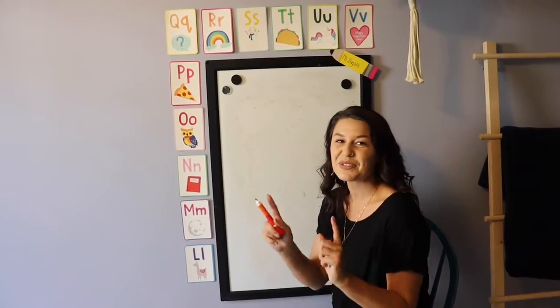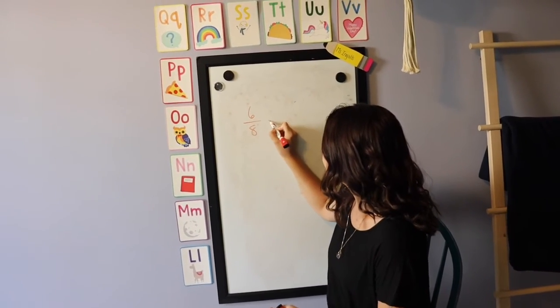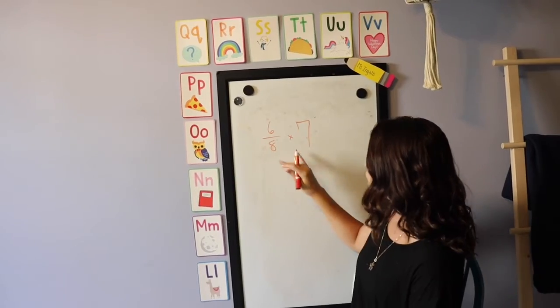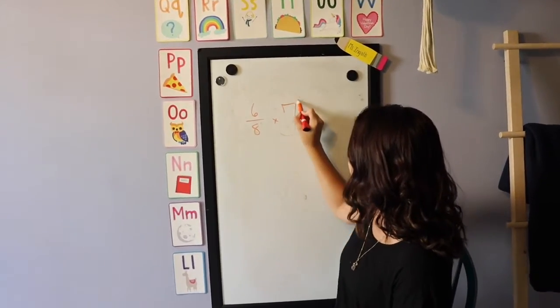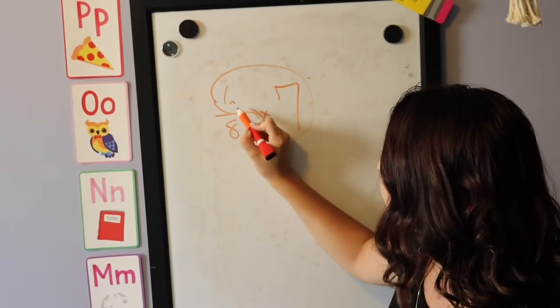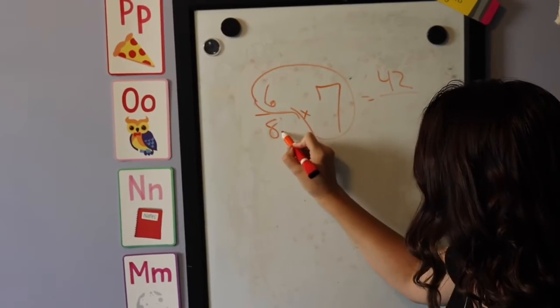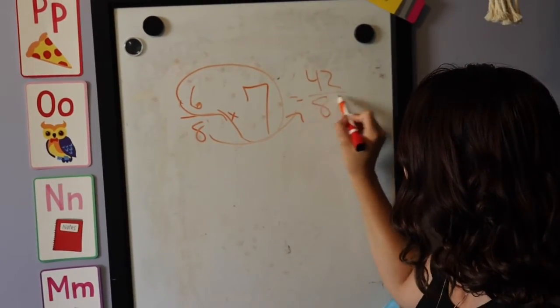Okay, now we're going to do another one that's a little harder. We're going to do 6/8 times 7. Just like the last one, we're going to multiply our whole number by the numerator. So 6 times 7 equals 42. The denominator stays the same over 8.